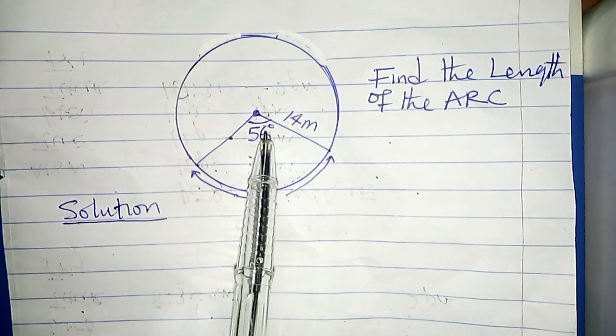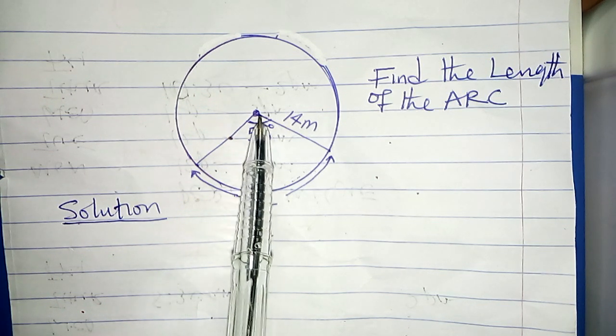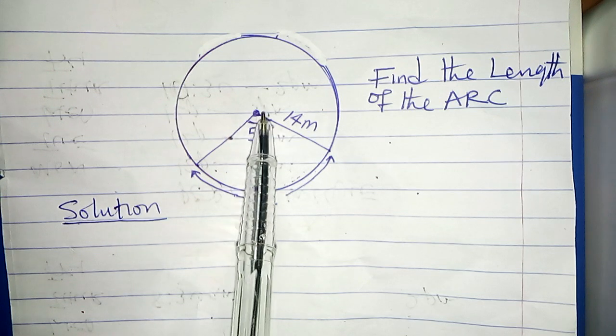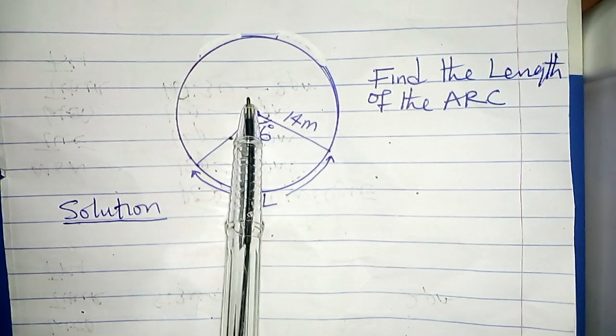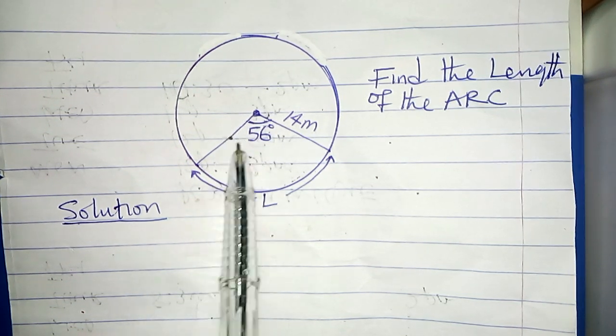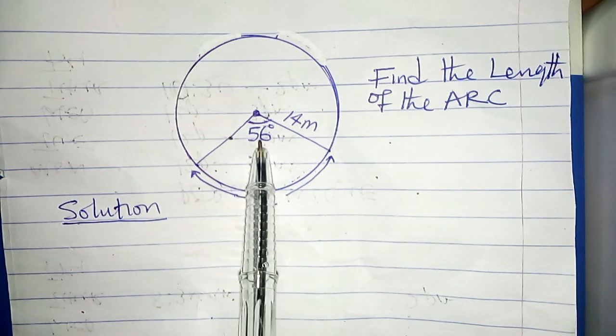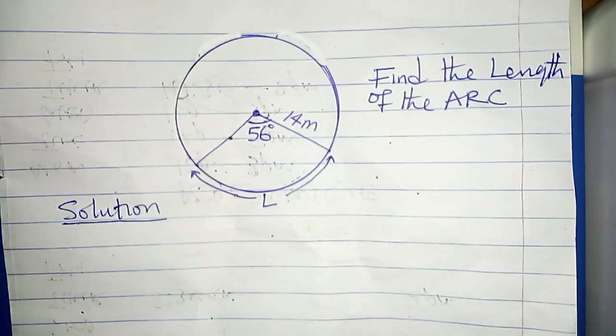So for you to know the angle for that of the major arc, it will be this other part going this way, which will be 360 degrees minus 56 degrees. That gives us the angle of the major arc. All right, let us come back to our problem.